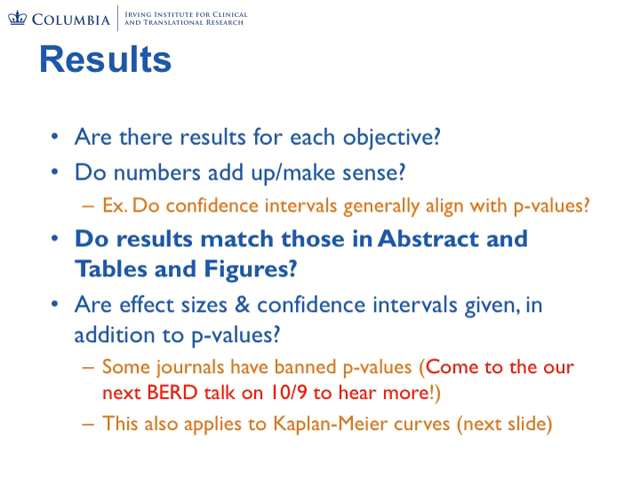So moving to the results section. Right, so the first thing I'm looking for is results for each of the objectives. So if you wrote in the introduction you had 3 aims, I'm expecting to see results for 3 aims. In general, do the numbers make sense? Do they add up? So what do I mean by this?